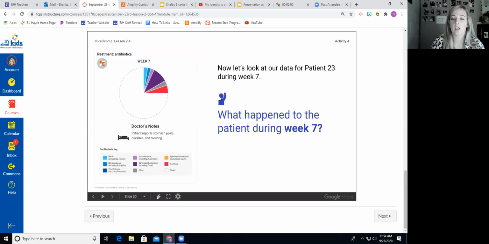Now, look at data from patient 23 during week 7. We saw this in the warm-up. We see that their doctor's notes said that they are not feeling good at all. And so they have the C. difficile bacteria, right? So if they didn't have all this space, if all of this was filled up, what do you think might happen if this C. difficile bacteria tried to get in here? If this was all filled up instead of there being space?